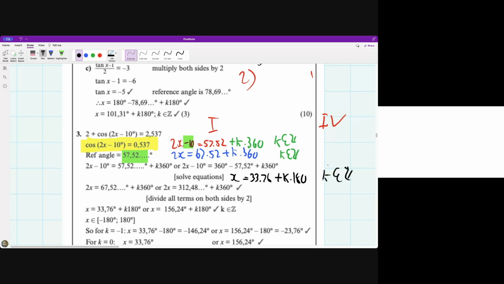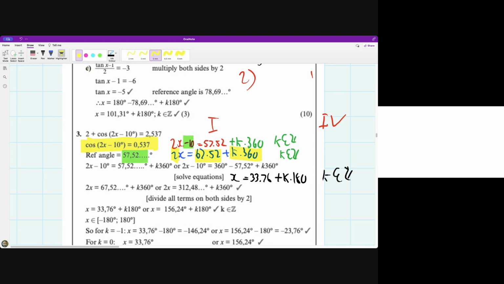Do you all understand why when we bring this 2 to the other side, it divides this by 2, but it also divides that by 2? Thumbs up if you understand that. Thumbs down if I've lost you.